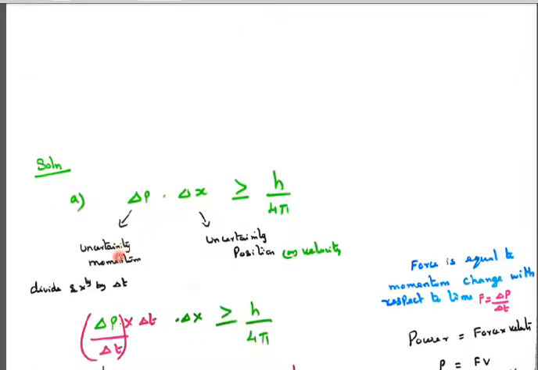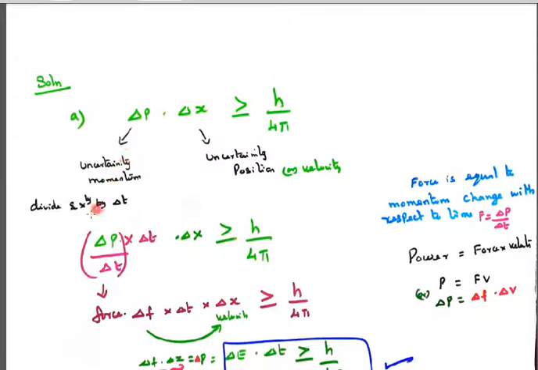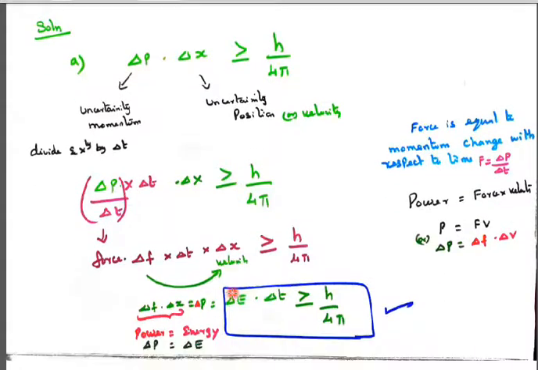First option: the uncertainty of the position and the velocity, delta x into delta p, is greater than or equal to h by 4 pi; that is the uncertainty principle. So delta x, we divide and multiply by delta t. Here when you divide by delta t and multiply by delta t, delta p by delta t is nothing but the force.